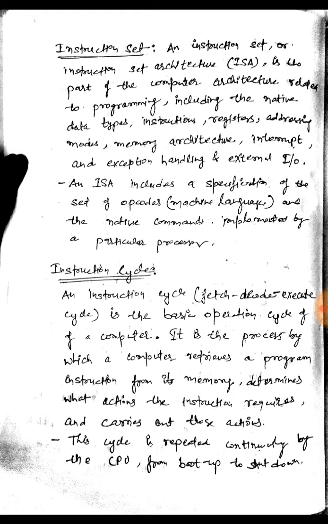Then it determines what actions the instruction requires and carries out those actions. The cycle is repeated continuously by the CPU from the boot up, that is when we start our computer, till the shutdown. So these cycles keep on implementing again and again.